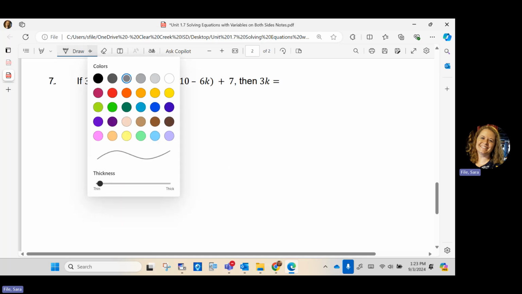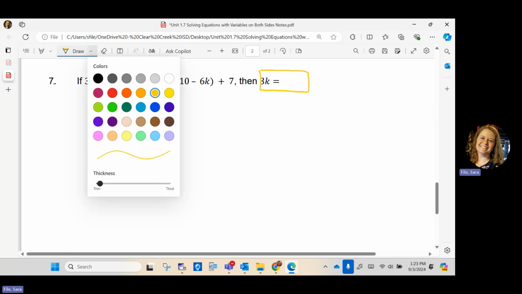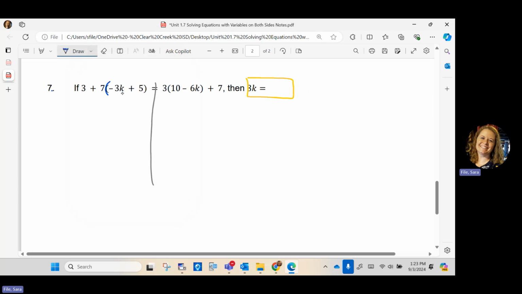I've separated the left and right. Now, at the end, I know I'm looking for 3k. So I'm going to have to multiply by 3 at the end. I'm not going to forget that. Now, I do have parentheses on both sides. Got a set of parentheses here. So this is a +7 that needs to be distributed. And this one is a +3 that needs to be distributed.